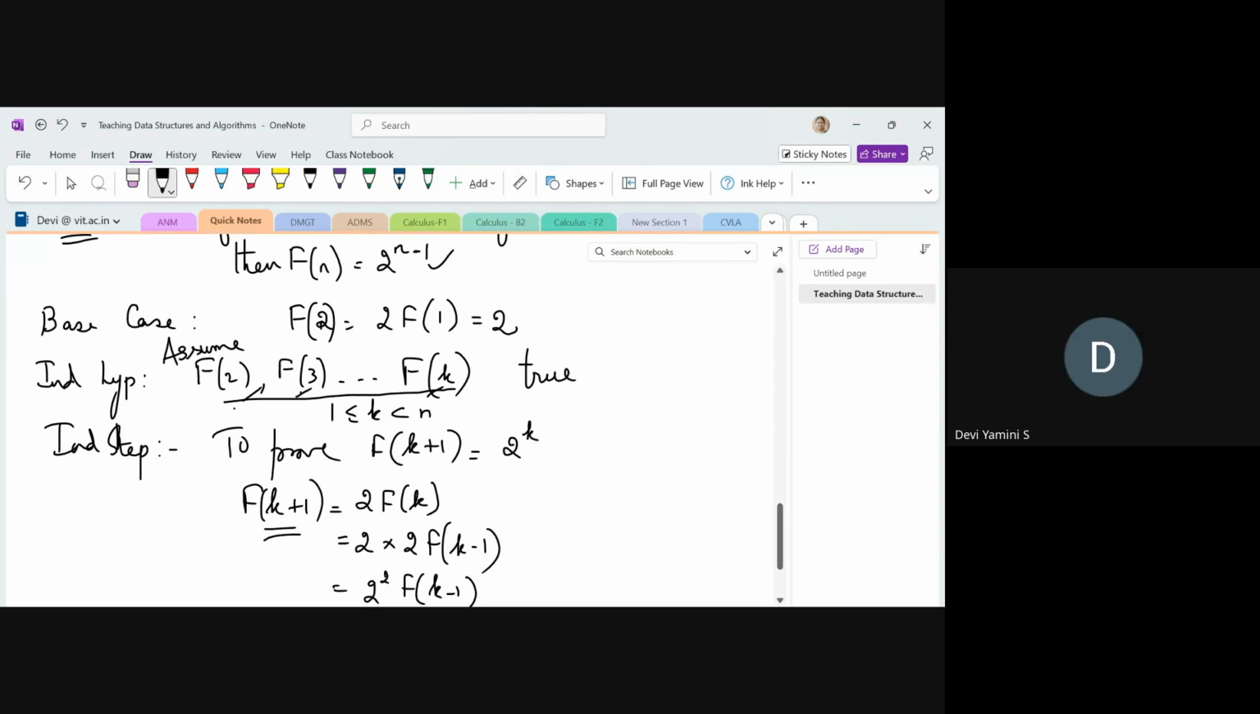No, see, you will be expressing f of k plus 1 as twice of f of k. Yes, ma'am. How do you know that f of k is nothing but twice of f of k minus 1?